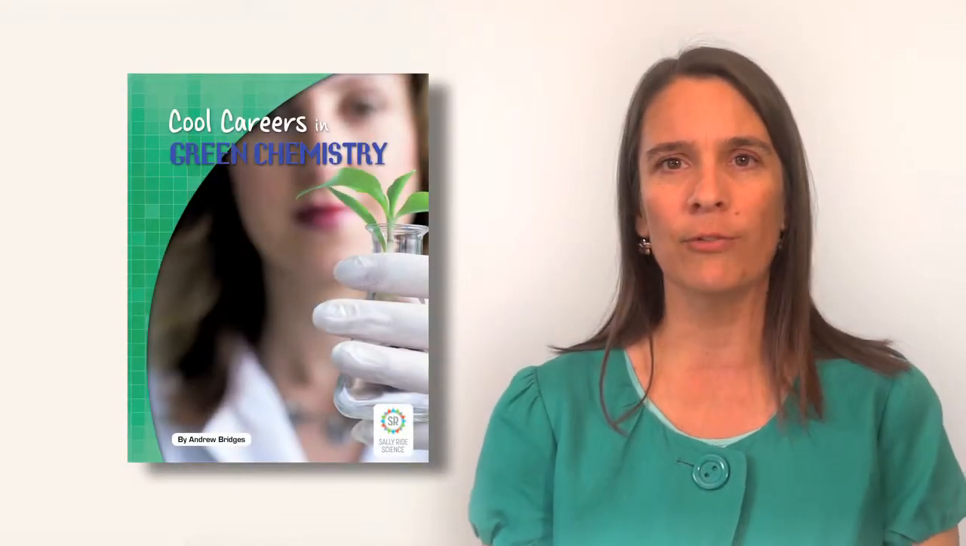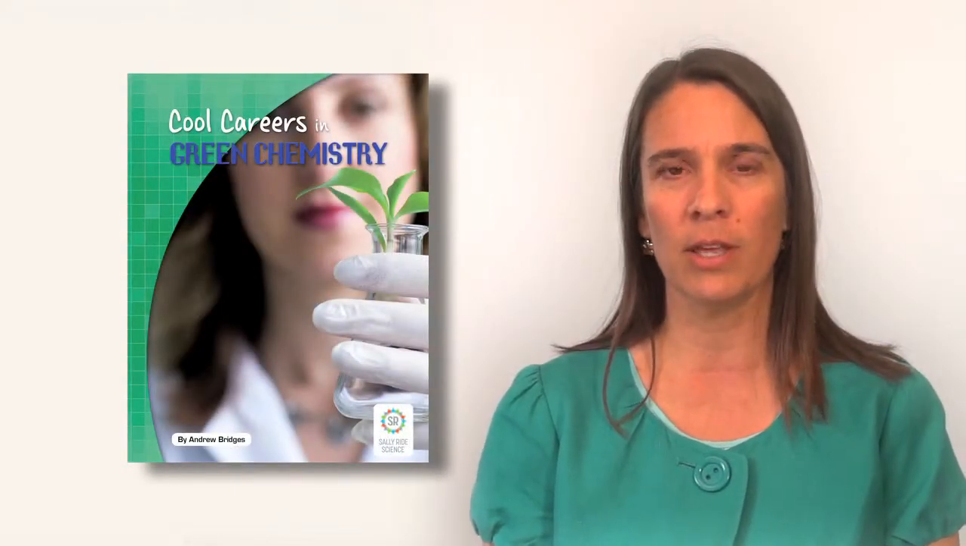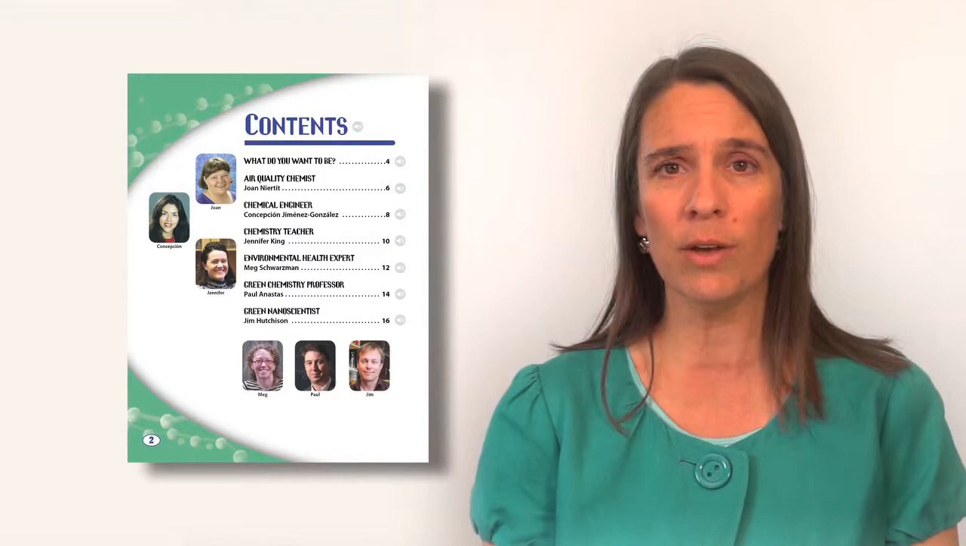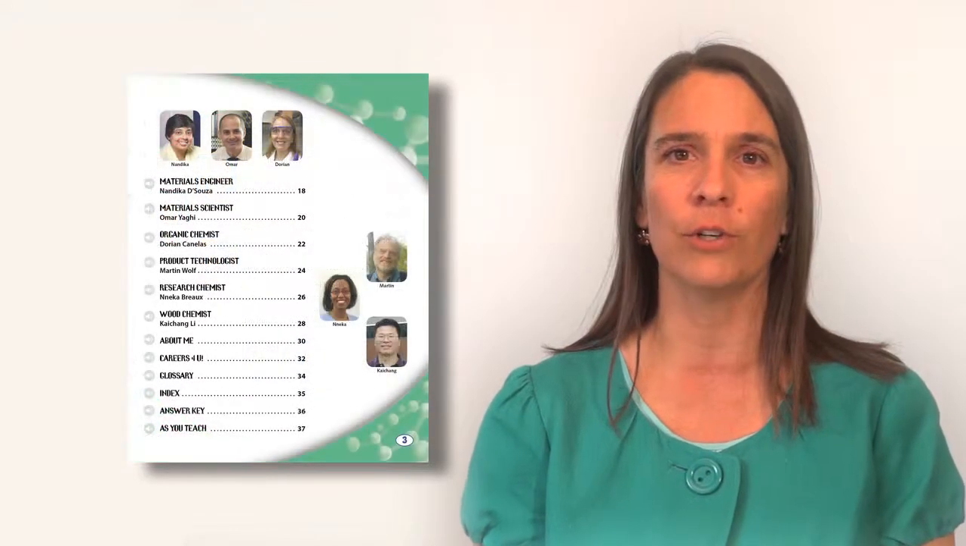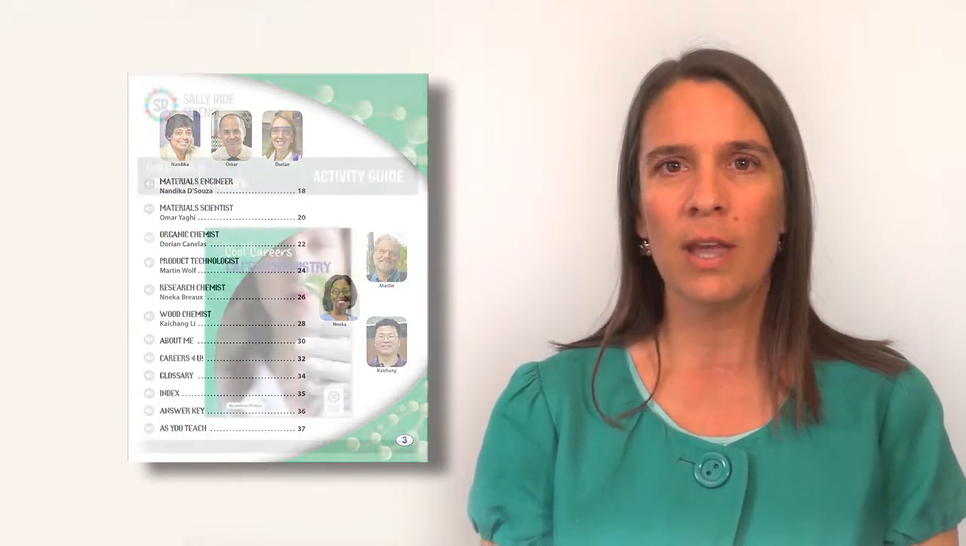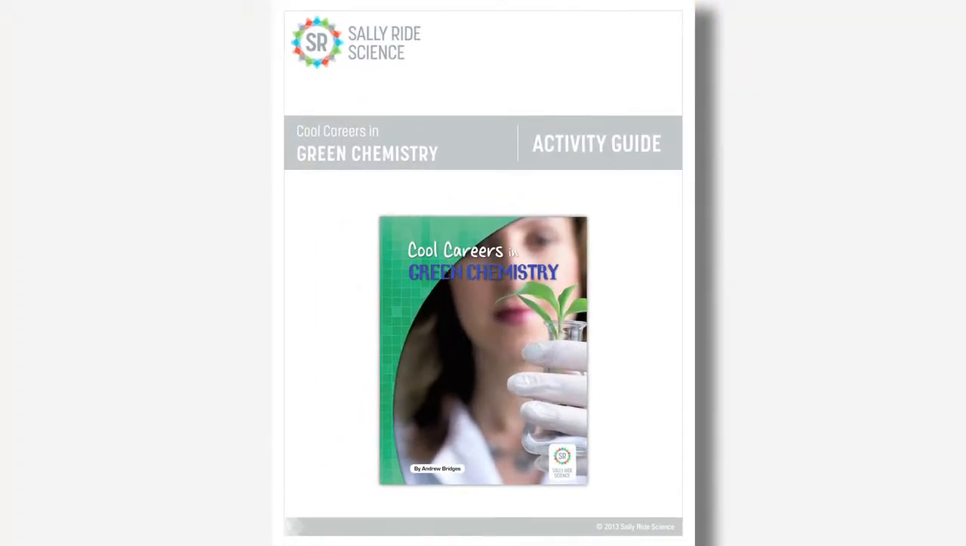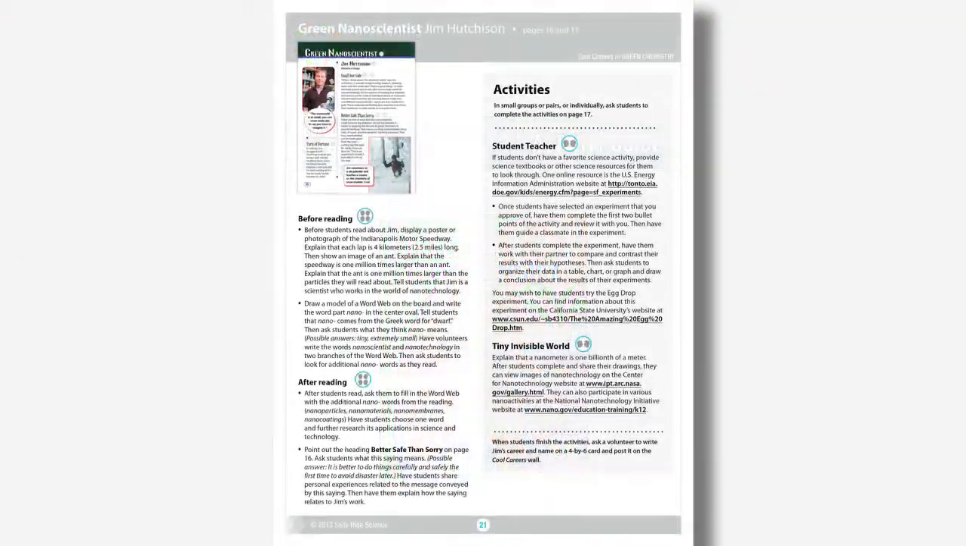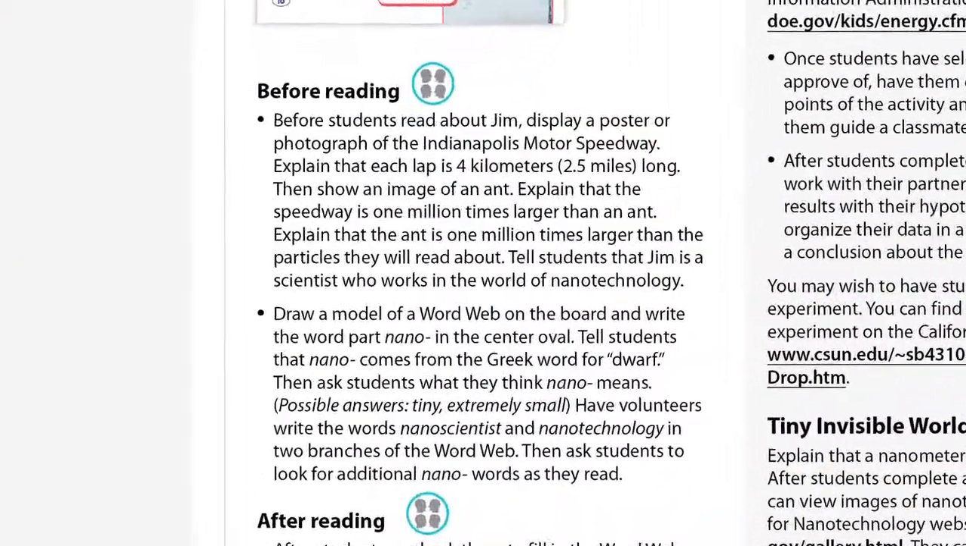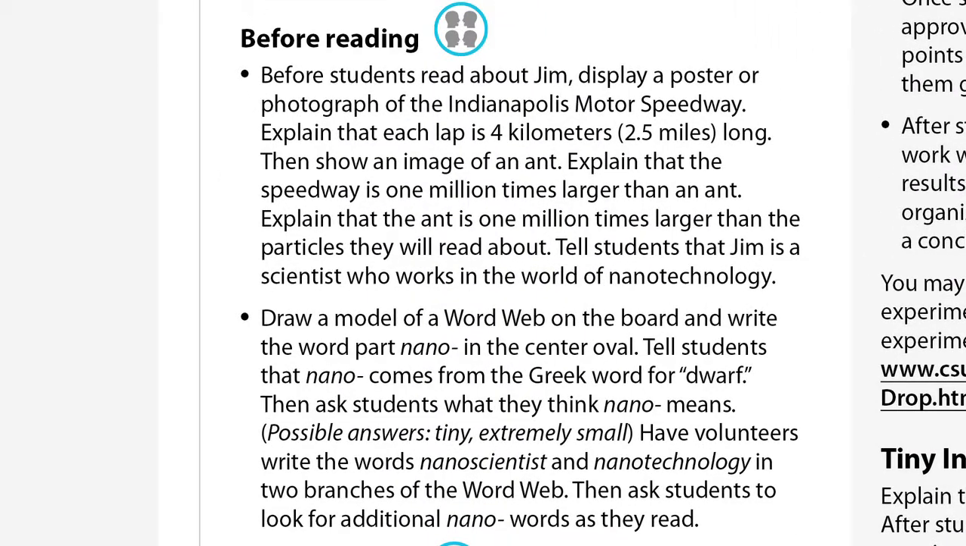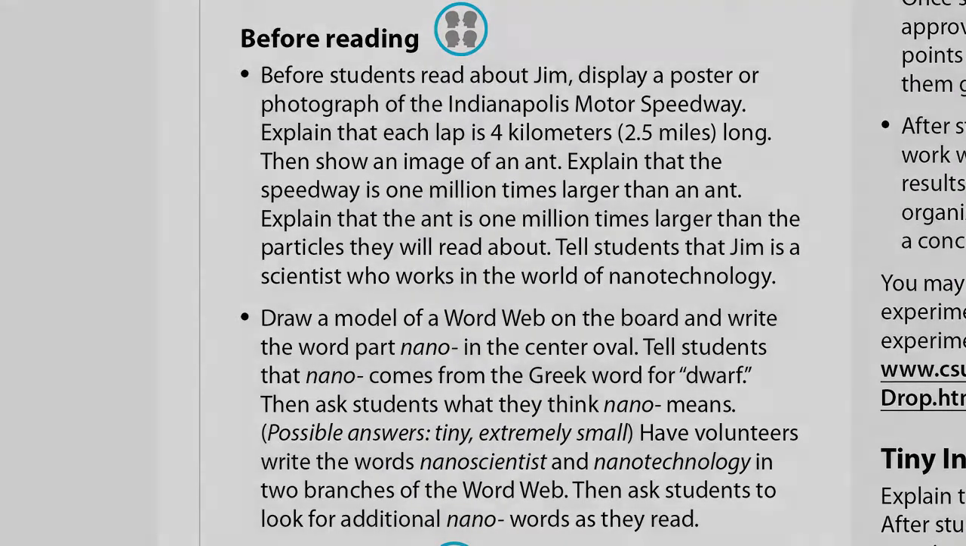How can you help students use strategies to figure out the meaning of new words? We'll look at an example from Cool Careers in Green Chemistry. This book introduces students to 12 scientists who work in different fields of green science and technology. In the activity guide for Cool Careers in Green Chemistry, you'll find this language activity. You can use the same approach with other reading materials that contain words with Greek and Latin roots.